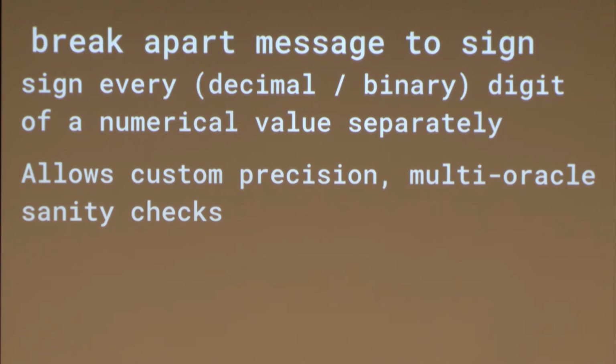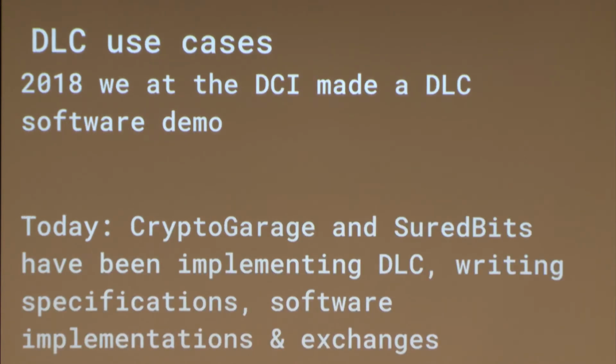more efficient construction. It also allows sort of multi-oracle sanity checks, where you could say, we're going with Oracle A, but we use Oracle B, but only for the most significant figure. So if Oracle B is off 5% from Oracle A, we just go with Oracle A. But if Oracle B is off 70% from Oracle A, then the whole thing times out and we get a refund. So it makes it a lot more flexible.